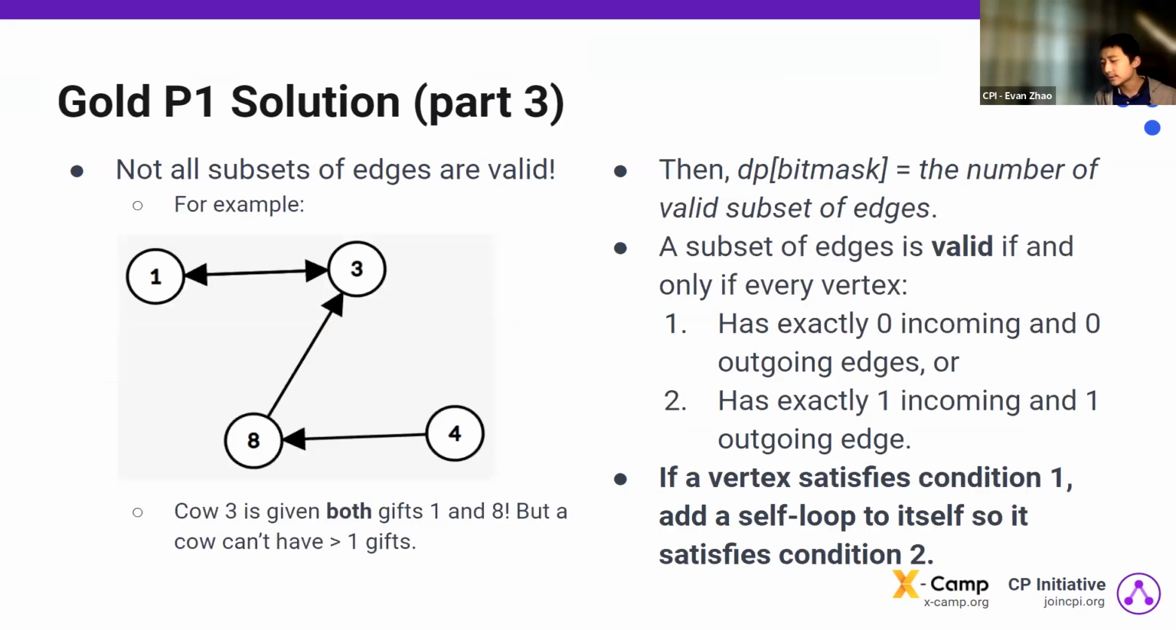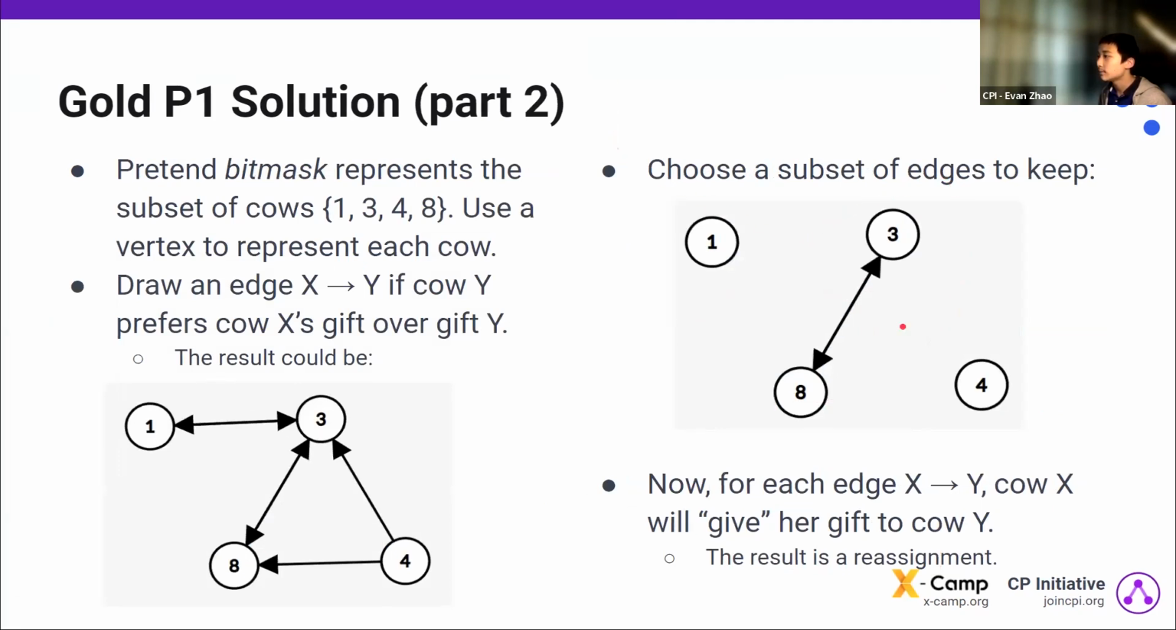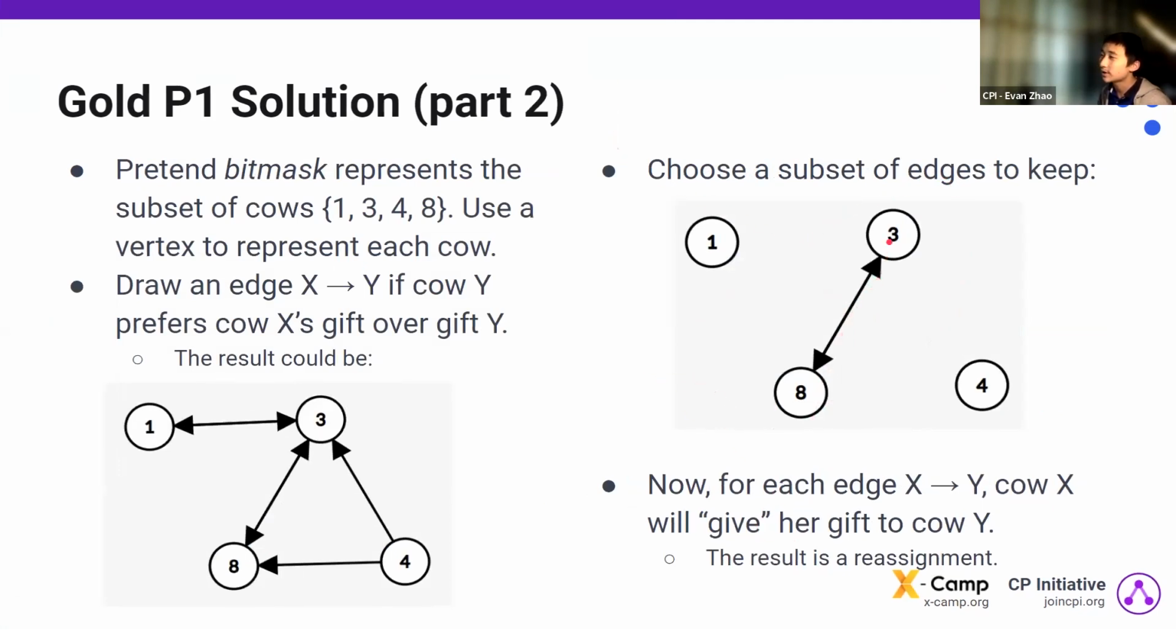However, notice that not all subsets of edges are valid. This example is valid because cow 8 will give a gift to cow 3, and cow 3 will give a gift to cow 8. Each cow in the end will have 1 gift.